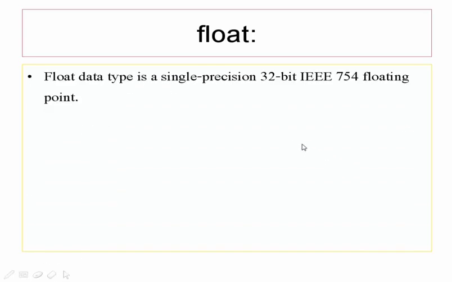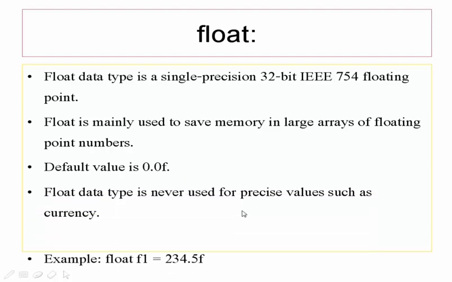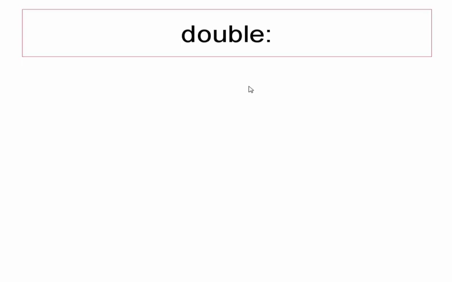Let us understand another data type, which is one of the most popular, float. Float is a single precision 32-bit data type which is used to store large floating point numbers. The default value of a float variable is 0.0f, and it is recommended to use float whenever it is needed.